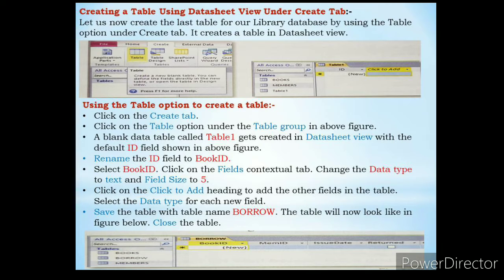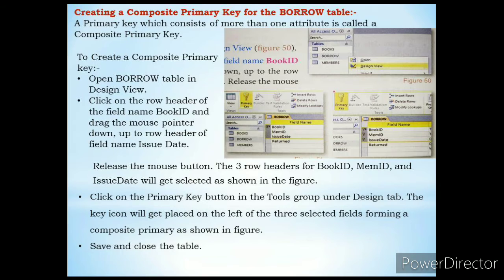Select the data type for each new field. Save the table with the table name. In my example, I have selected Borrow as the table name. The table will now look like in the figure given below. Close the table.